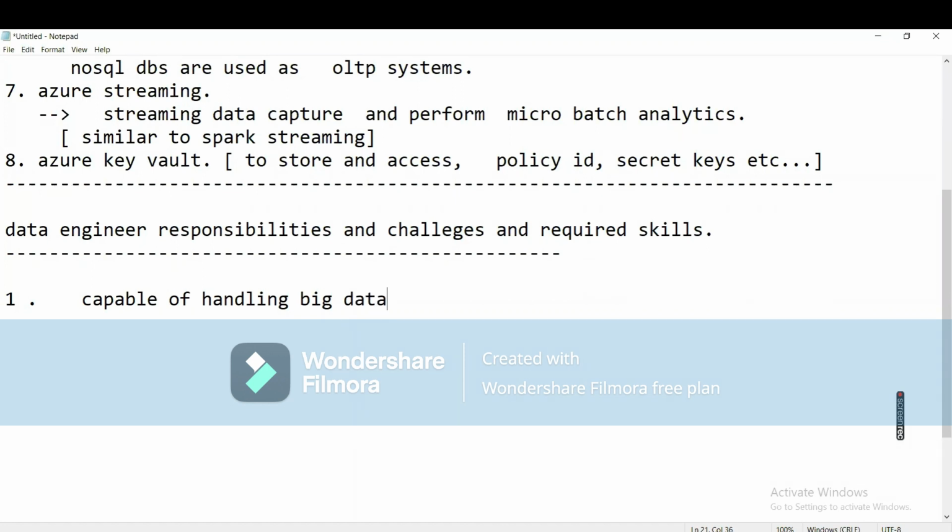Here, big data means big volumes of data. So generally, if I give multi-terabytes or petabytes in regular databases, you cannot store it.